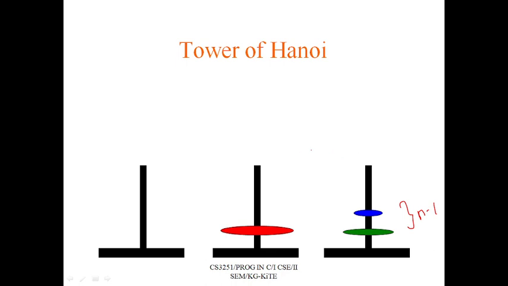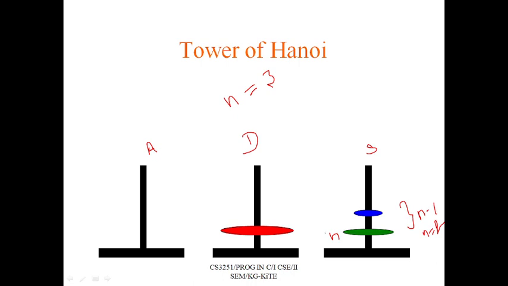In the earlier iteration the n value was 3, as we just played the game. Now the new n value is 2. This becomes the source peg, the destination remains the same, and this becomes the auxiliary. Now we need to move this nth disk.